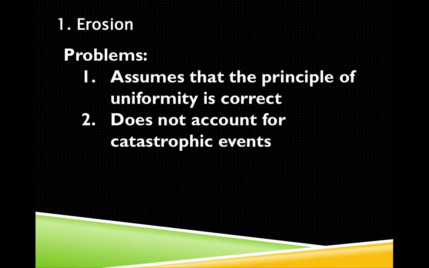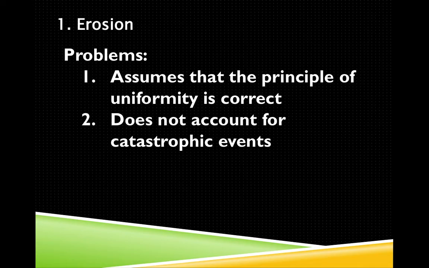And so the idea is that just because erosion is taking place at a certain rate right now doesn't mean that it's always gone at that same rate. It may have gone faster in the past. It may have gone slower in the past. We can look for evidence that might indicate whether it's happened more quickly or slowly in the past. But still, in the end, there are some problems with it.